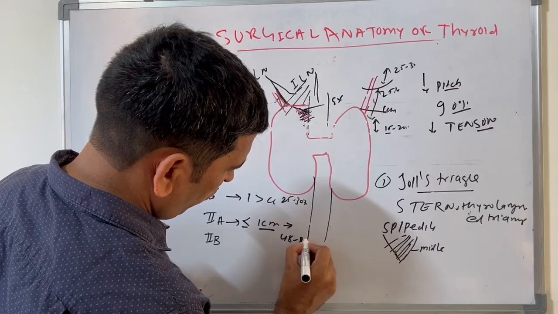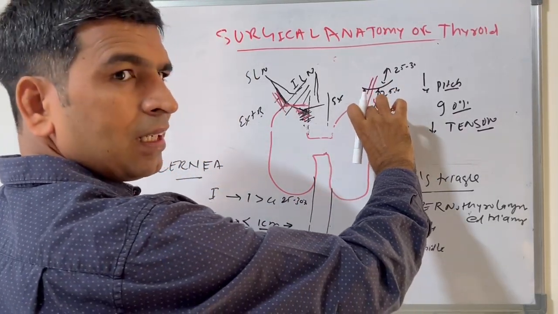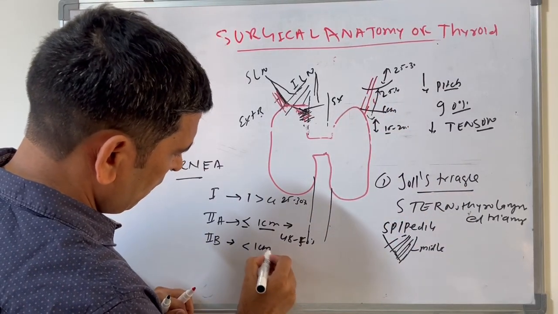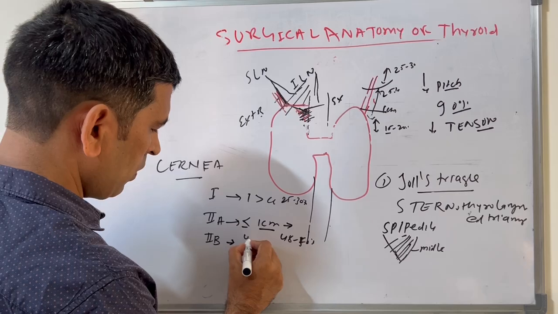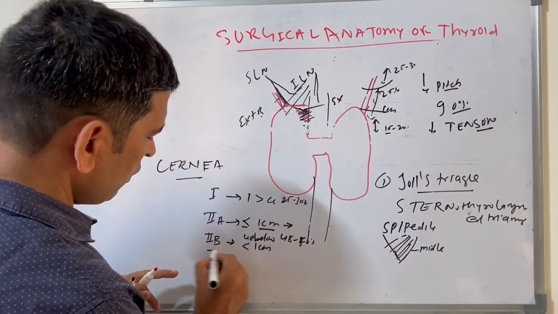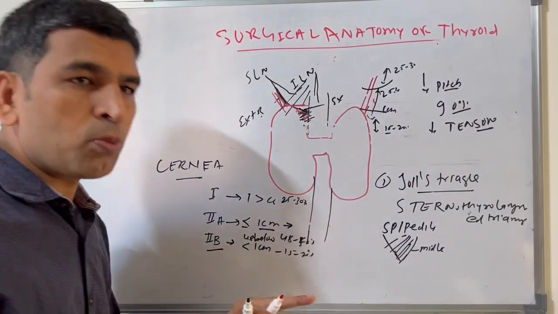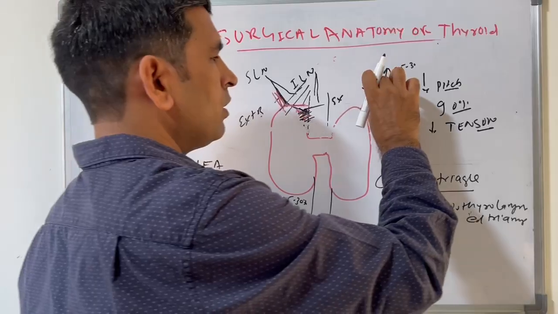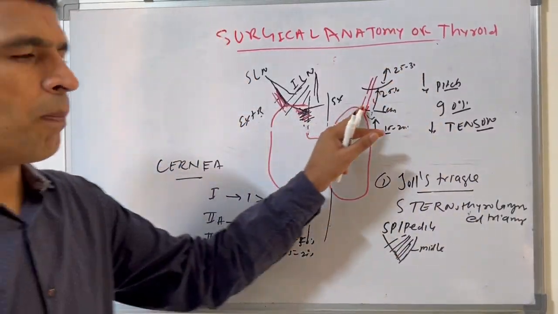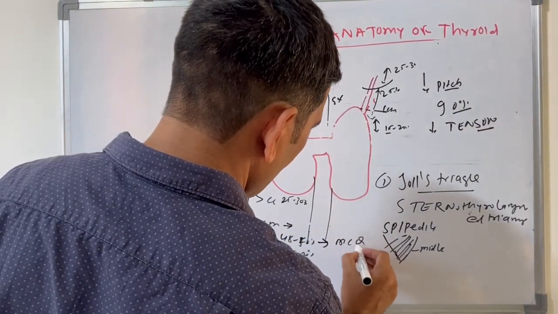48 to 50%. And below this level, below the upper pole, less than 1 centimeter of upper pole, below the 1 centimeter, this is about 15 to 20% of the cases. So most commonly this crossing within 1 centimeter of the upper thyroid pedicle, this is most common. MCQ can be asked here.